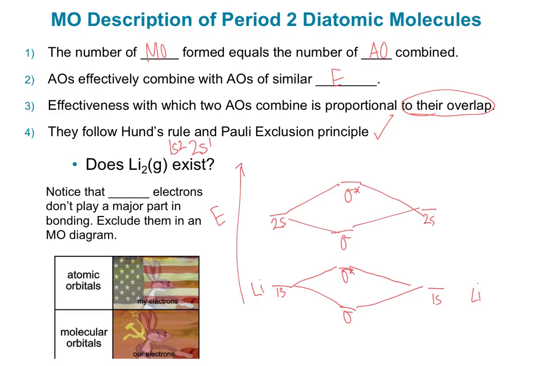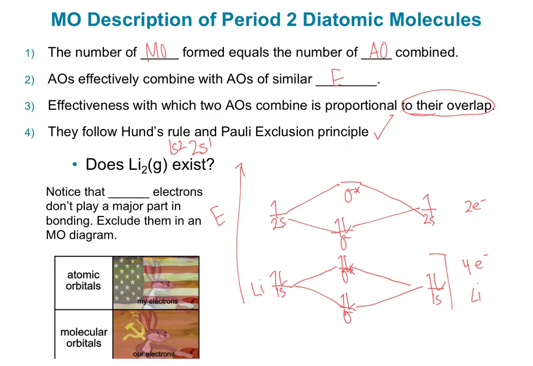Okay, so let's fill it in. We have 1s2, 2s1, 1s2, 2s1. So we have 4 electrons down here and 2 electrons up here. We'll fill in the bottom first, lowest energy first: 1, 2, 3, 4, and then 2 above, 1, 2.